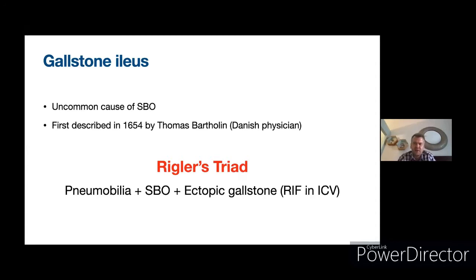And the diagnosis really depends on this triad, which is Rigler's triad of pneumobilia, which we showed on the CT scan, or air locules in the biliary tree, small bowel obstruction, and ectopic gallstone, which is most usually found in the right iliac fossa in the area of the ileocecal valve.